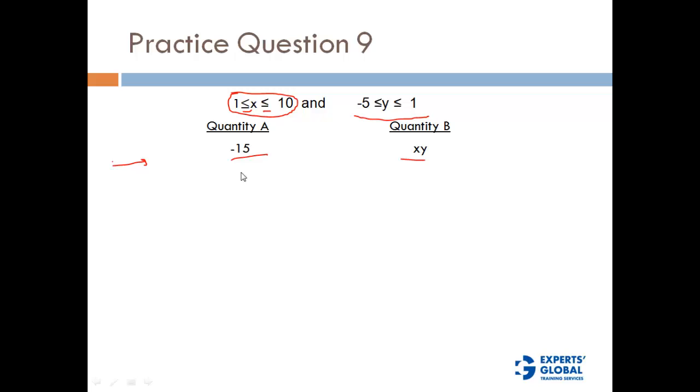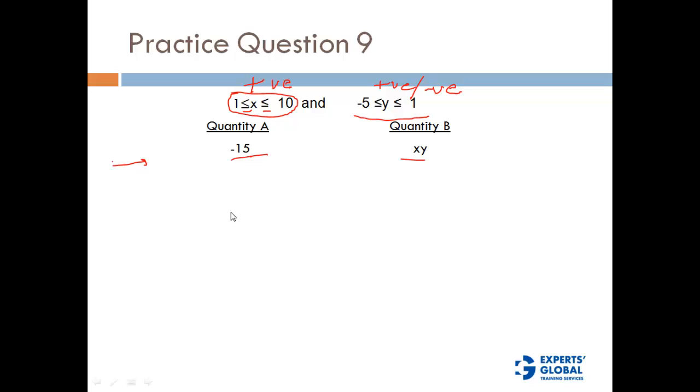Okay, so we'll see that x falls between 1 and 10 all inclusive, so x will always have to be a positive number, whereas y, the range of y goes from minus 5 to 1. So it is possible that it could be positive or it could be negative. It is both, right? Do we know anything about x or y? We don't know anything else. We just know that they fall in this particular range.